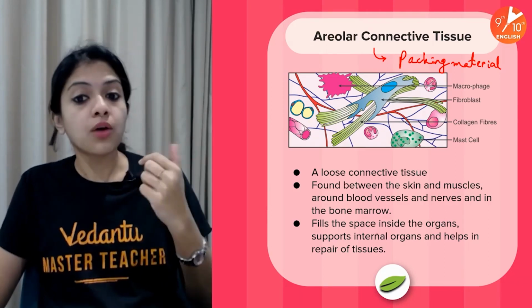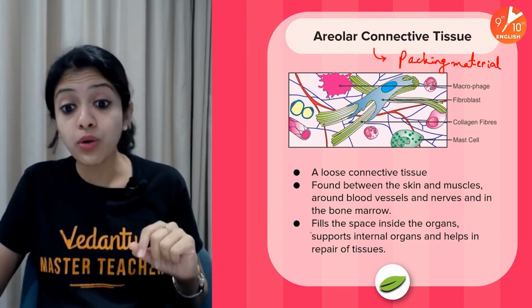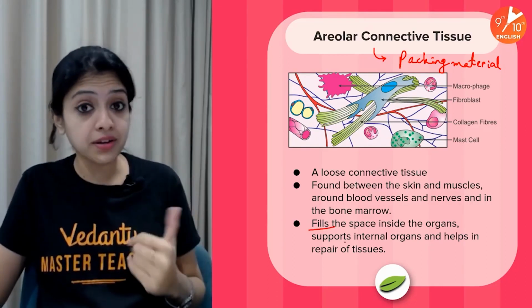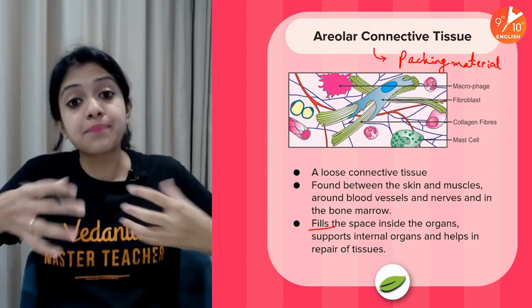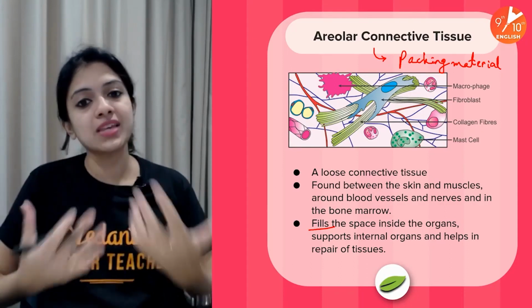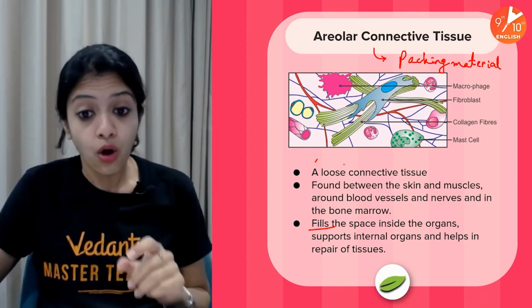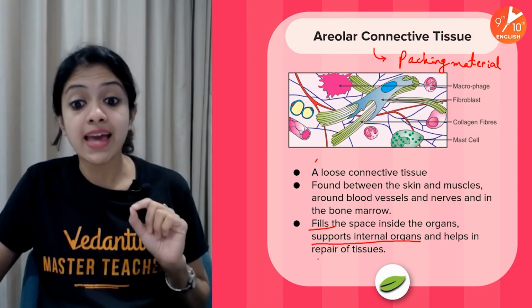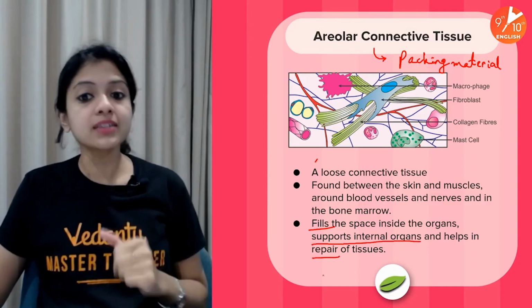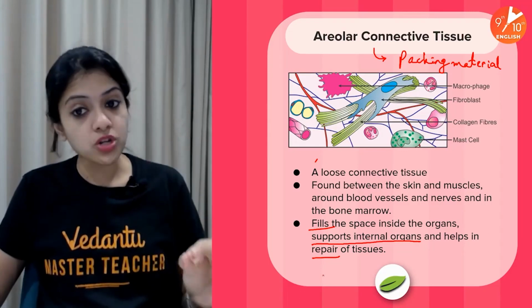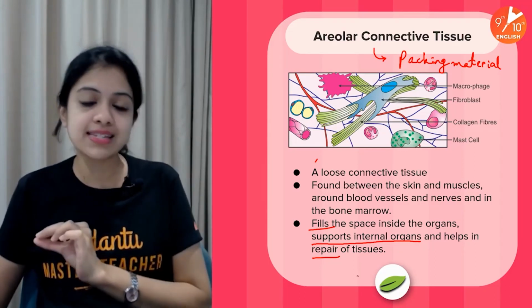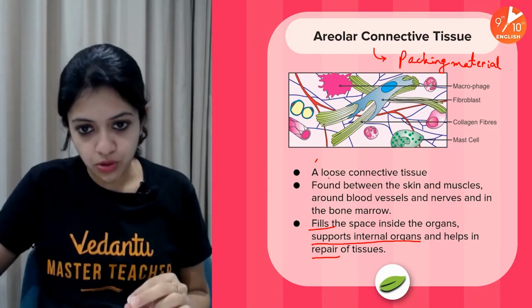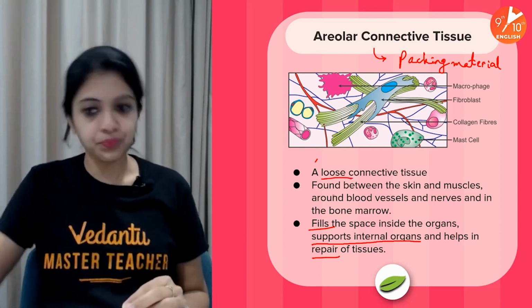Okay, so what does it do? The function I've already told you, it fills up the space inside organs, and as a result, it supports internal organs and helps in repair of tissues as well. So it fills space, supports internal organs, and helps in repair. These are the three major functions of what we call areolar connective tissue. And also remember, it is a loose connective tissue.